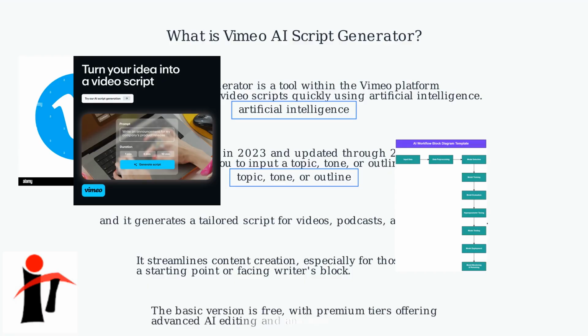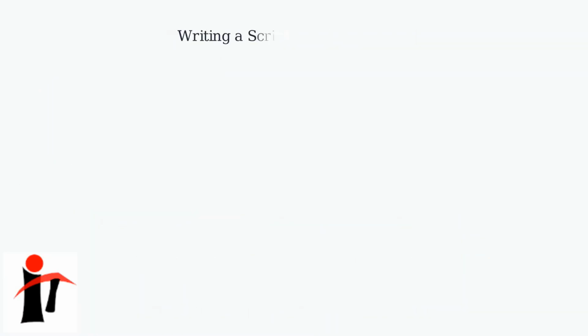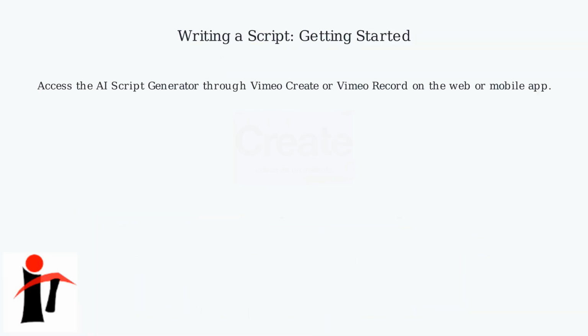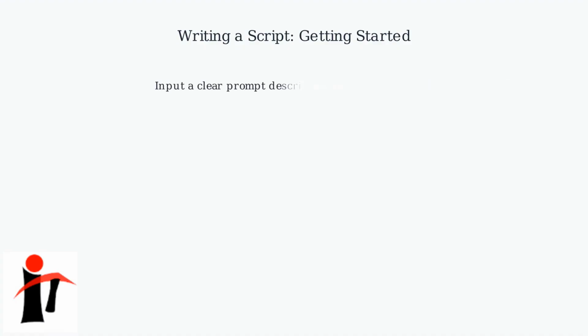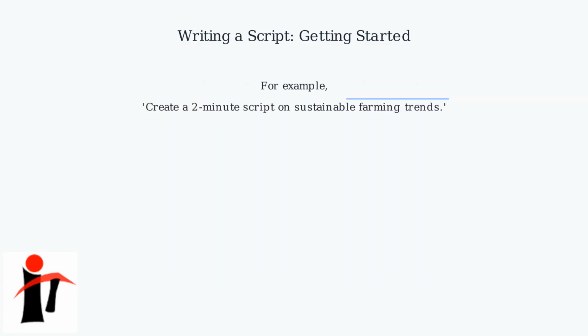The basic version is free, with premium tiers offering advanced AI editing and analytics. To start, access the AI Script Generator through Vimeo Create or Vimeo Record on the web or mobile app. Input a clear prompt describing your desired video. For example, create a 2-minute script on sustainable farming trends.